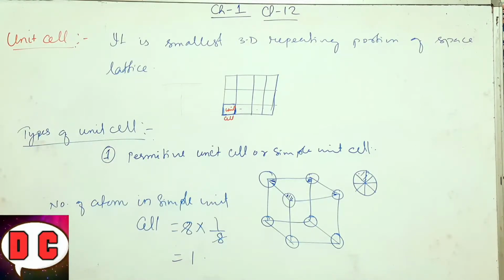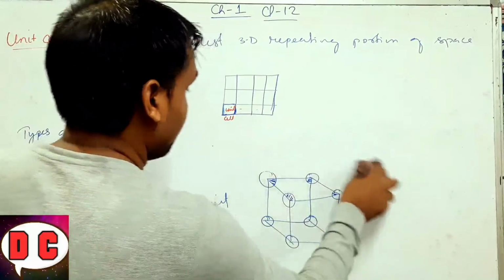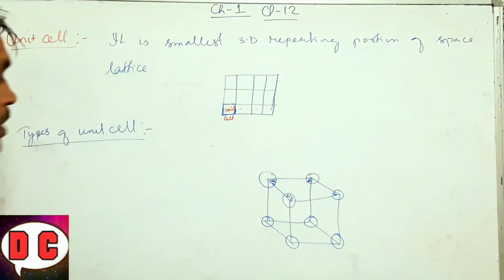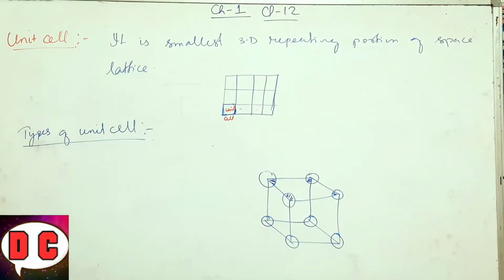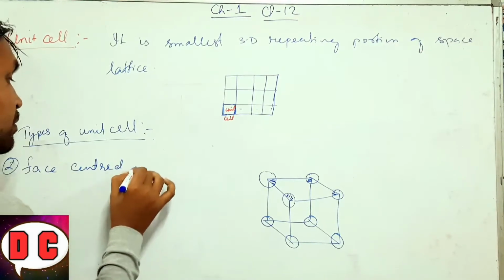The next type of unit cell we are going to discuss is the face centered unit cell. Okay, so the second type is the face centered unit cell. So what is a face centered unit cell? Let us try to understand. Number 2, face centered unit cell.